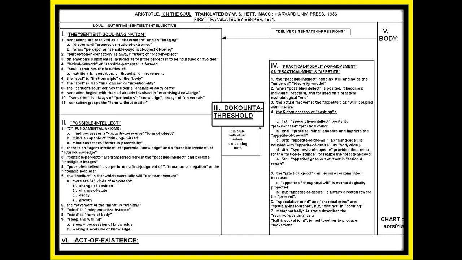We do end up with a lexical network of sensible percepts stored within this sentient soul. So we do end up with lexical content, but it's simply a lexical content of sensible percepts. The overall soul for Aristotle will include nutrition, or appetite, sensation, thought, and movement. And B, C, and D are what we're going to concentrate on here: sensation, thought, and movement.